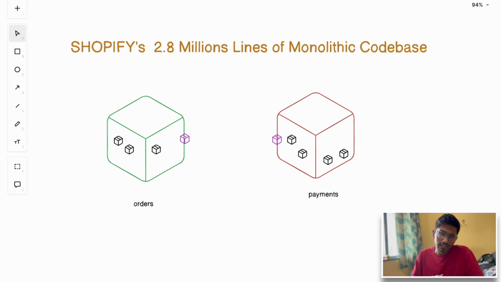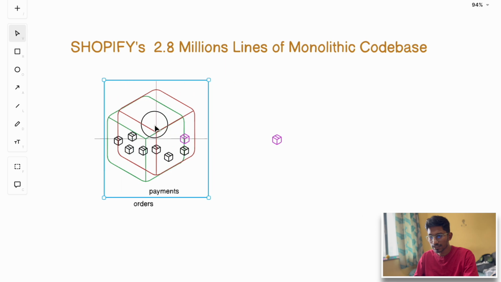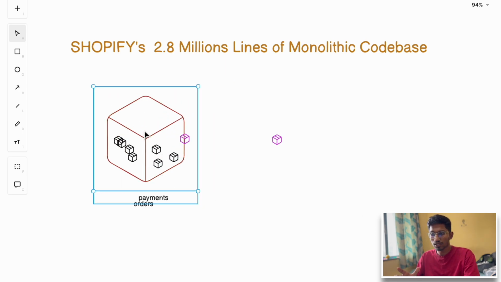So as usual, initially Shopify started with a monolithic architecture. A classic monolithic architecture using Ruby on Rails. They started with Ruby on Rails with a classic monolithic architecture, and this monolithic architecture had all the functionalities required in a single code base like this.